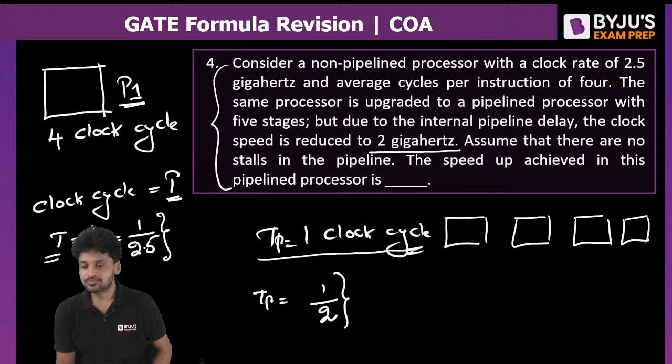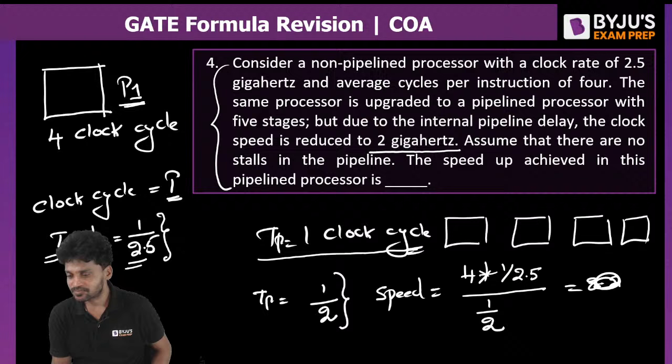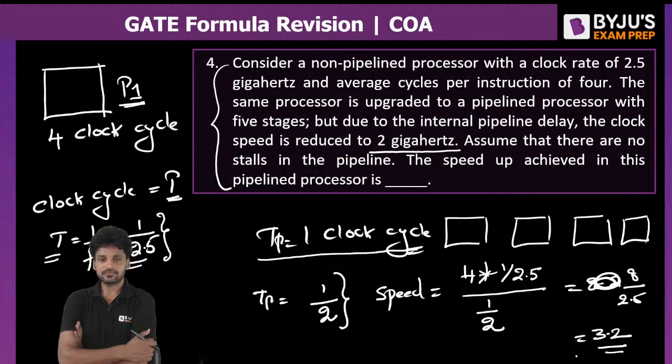Okay. So the thing is speed up. How are you going to calculate the speed up? Speed up is equal to non-pipeline system time, which is 4 into Tn. What is Tn? Tn is equal to 1 by 2.5, divided by the pipeline time. What is the pipeline time? Tp. Tp is equal to 1 by 2, which gives 8 divided by 2.5, which is equal to 3.2 is the speed up of the pipeline. Clear? Yes or no? Manasa?